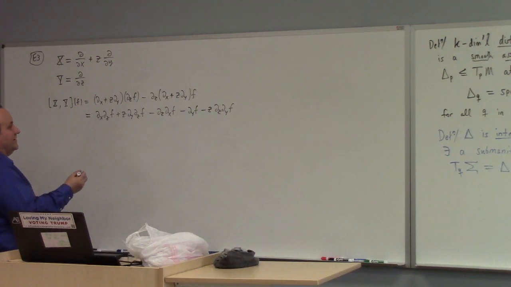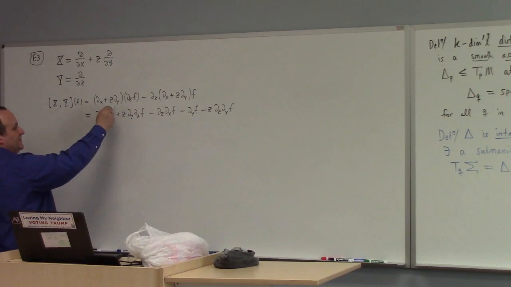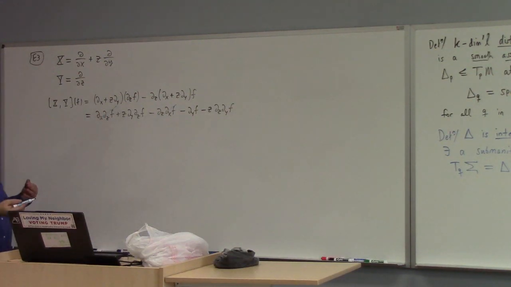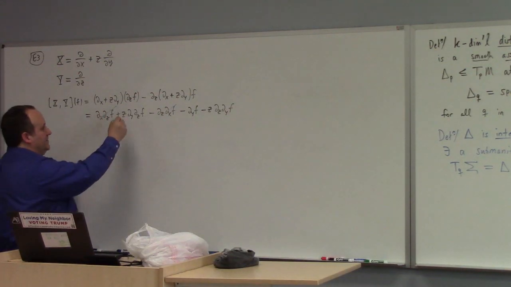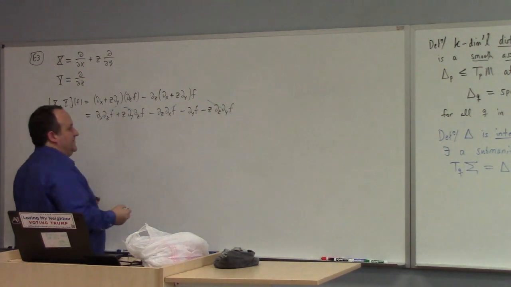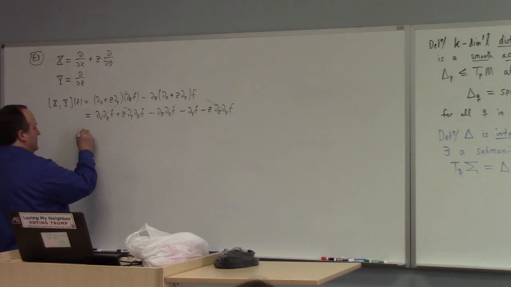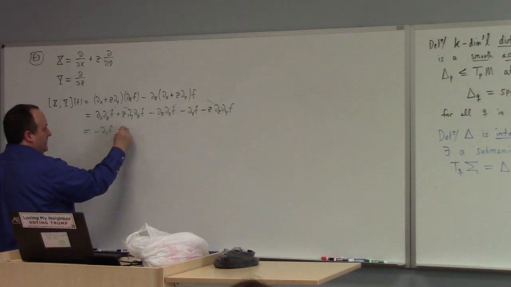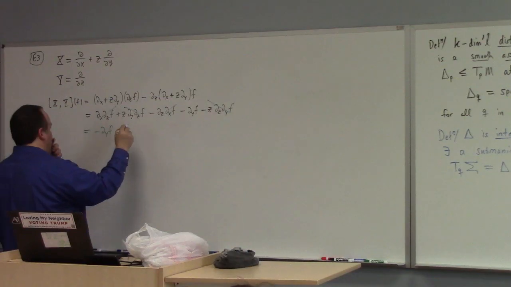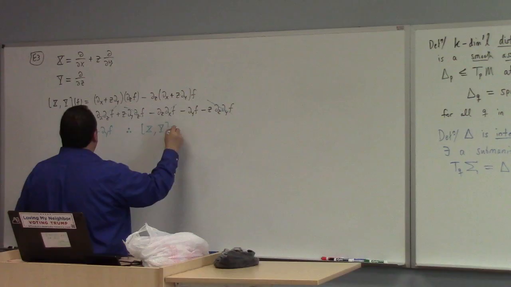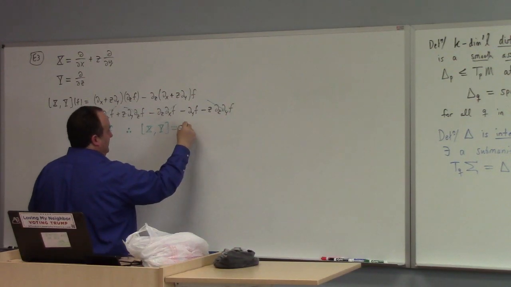Oh well, and if you look at that, what's that? Oh, it just came apart. So this and that, they cancel because the partial derivatives commute. And likewise, this term and that term cancel as those partial derivatives commute. And we're just left with minus partial y f. So therefore, since f is an arbitrary test function, we have that the Lie bracket of x and y is simply equal to minus partial y.